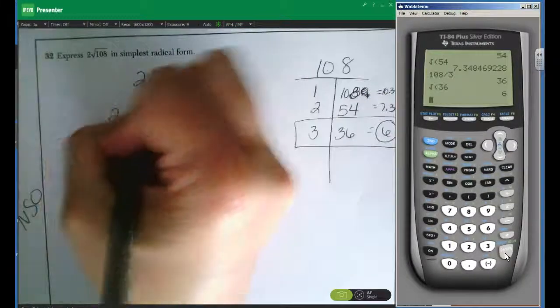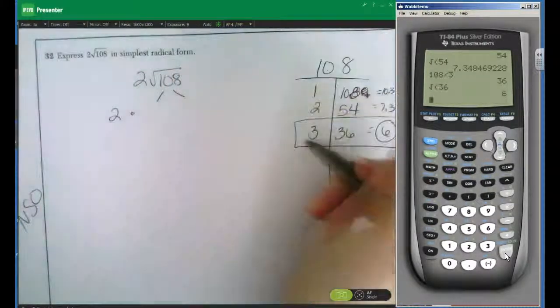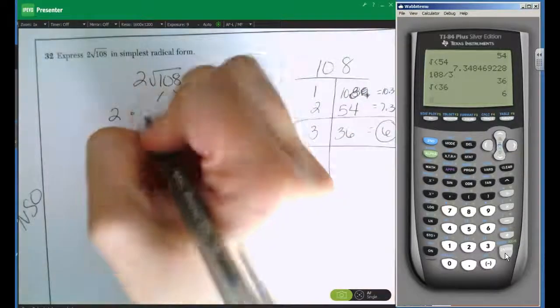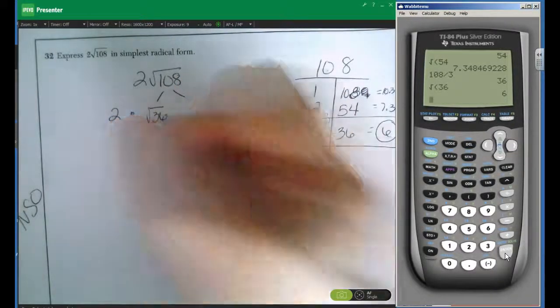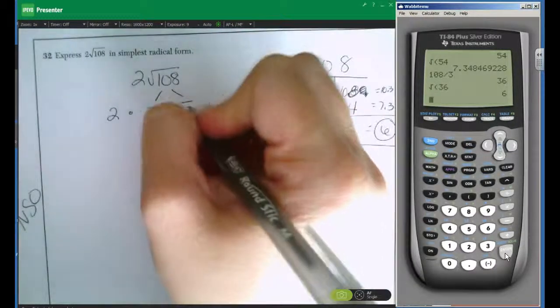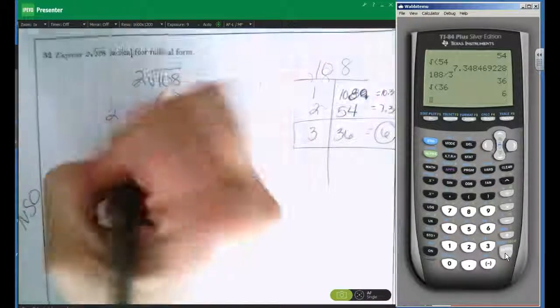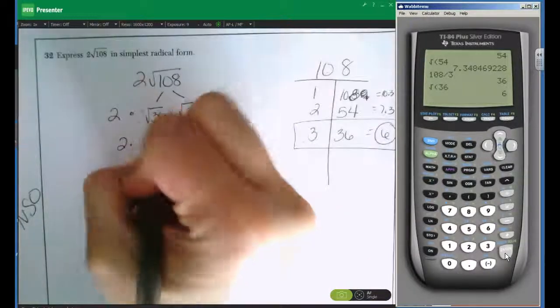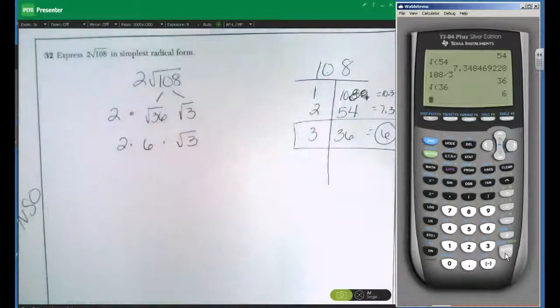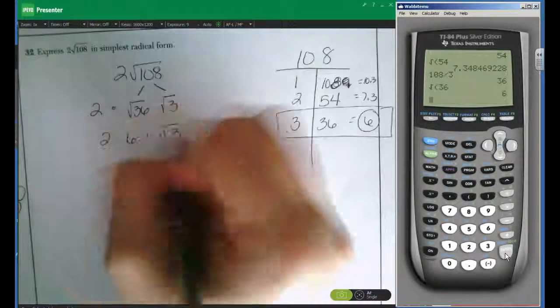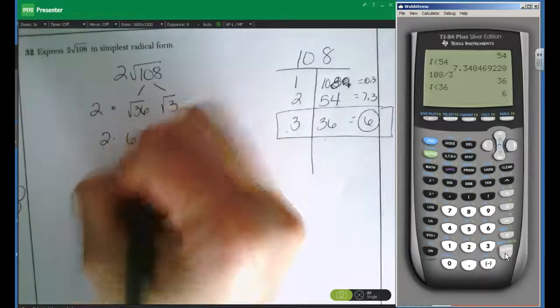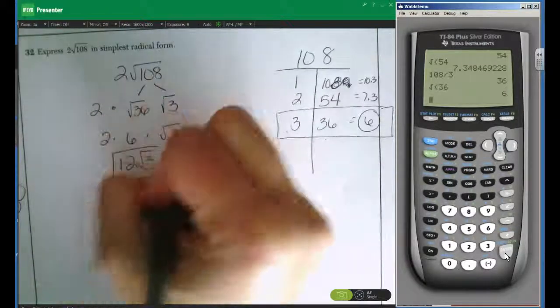So the square root of 108 is the same thing as saying the square root of 36 times the square root of 3. The square root of 36 is 6, and then we have our square root of 3. Now we just multiply. 2 times 6 is 12, square roots of 3, and that's it.